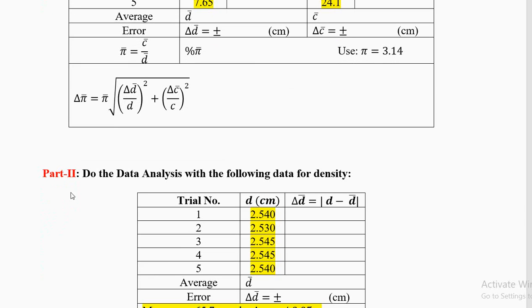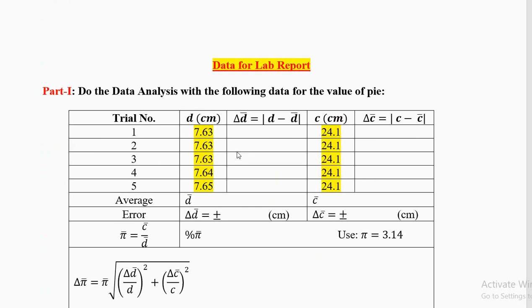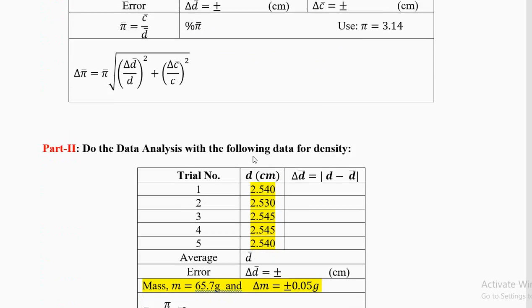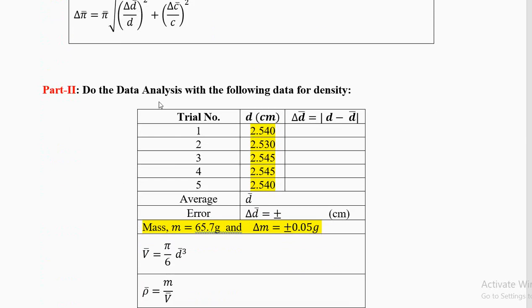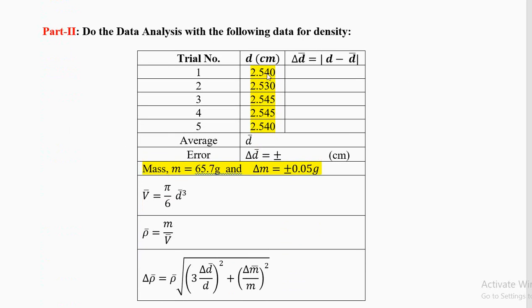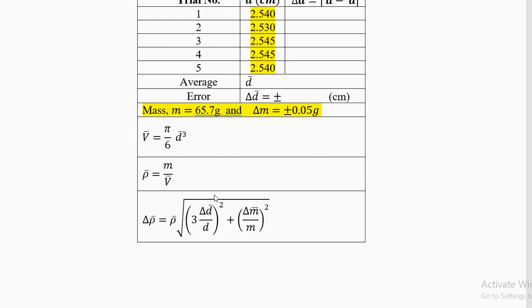Yes. Now part 2. Part 2 is about density. Part 1 is about the calculation of pi. Now part 2 is about do the data analysis for the following data. You have 5 diameters, you calculate the volume and you calculate the density. And submit the report in time within a week. Both the one page theory and your long full report. This report does not have any graph, this experiment, but some experiments will have graphs and other things.